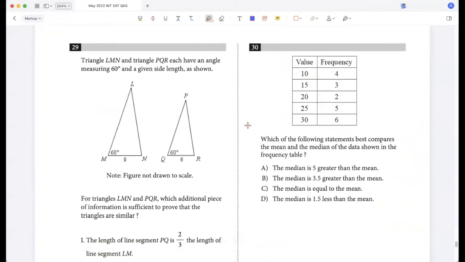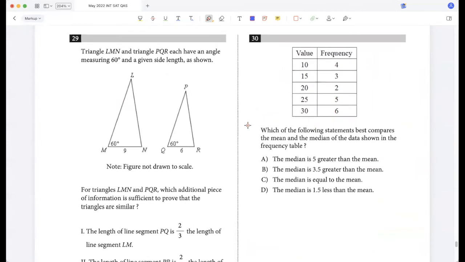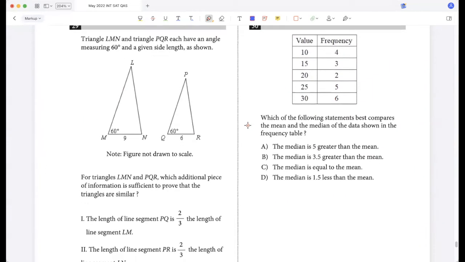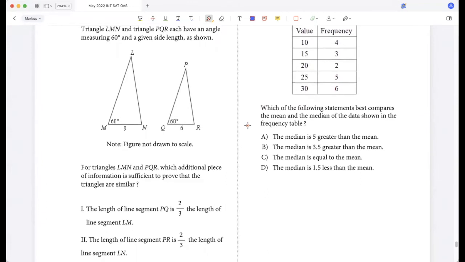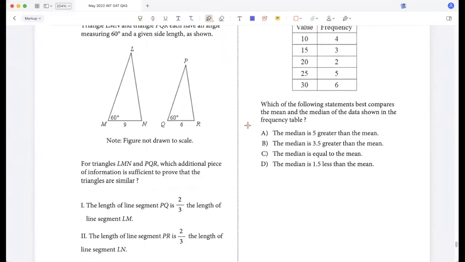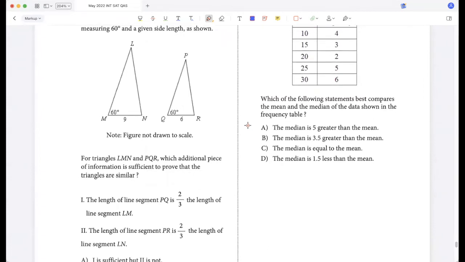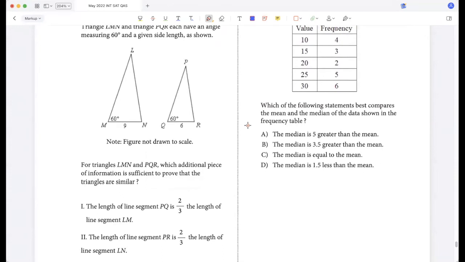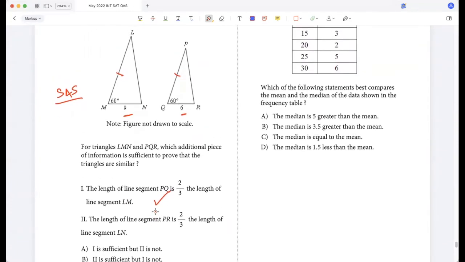Triangles LMN and PQR each have an angle measuring 60 and a given side length. For these triangles, which additional piece of information is sufficient to prove that they are similar? The length of line segment PQ is 2/3 the length of line segment LM, right? Okay, so then I guess by the SAS property, right? Because this is anyway 2/3 of this. So if this is also 2/3 of this, yeah, so this will prove similarity. The length of line segment PR is 2/3 the length of line segment LN.